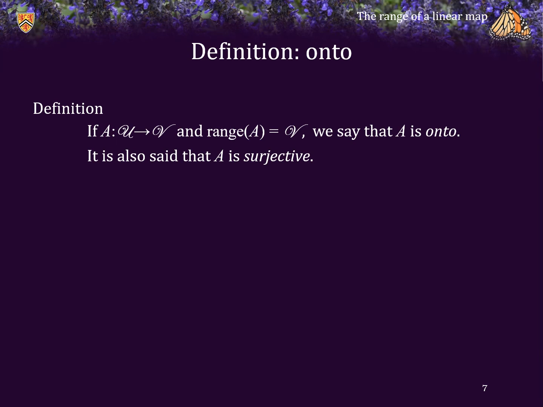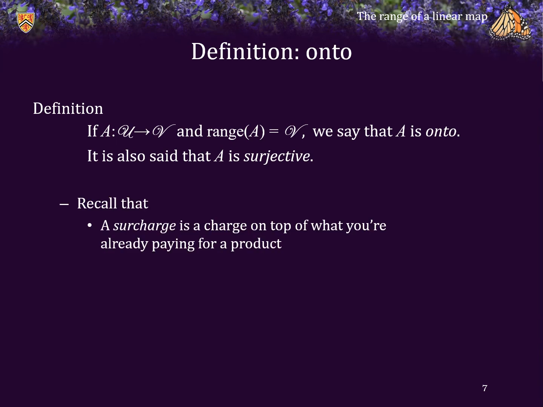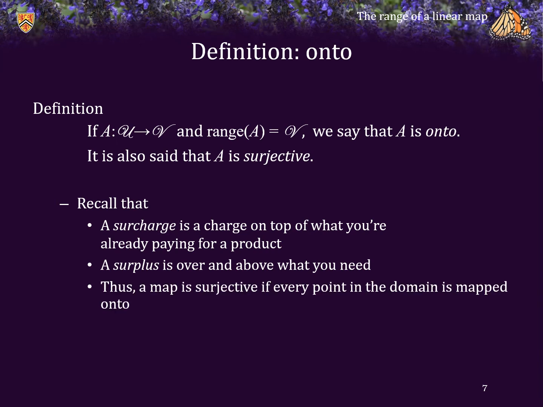Now, if A is a map that takes vectors in a vector space U and maps them to a vector space V, and the range of A is all of the vector space V, then we say that A is onto. It's also said that A is surjective. Recall that a surcharge is a charge on top of what you're already paying for a product. A surplus is over and above what you need. Thus, a map is surjective if every point in the codomain is in some way mapped onto.